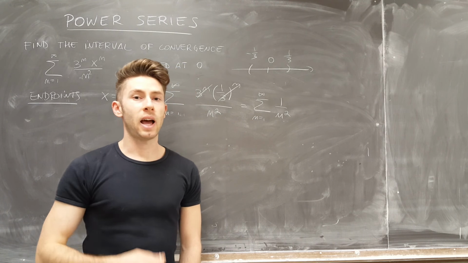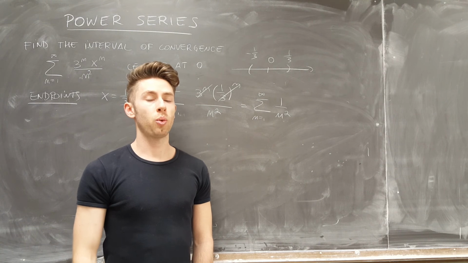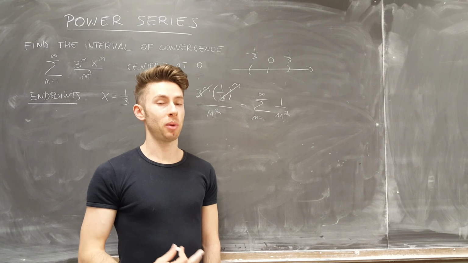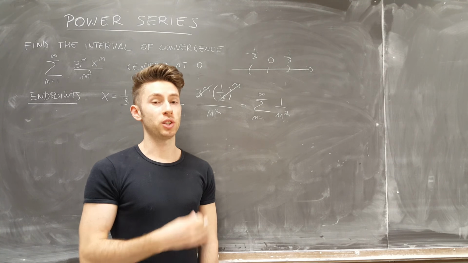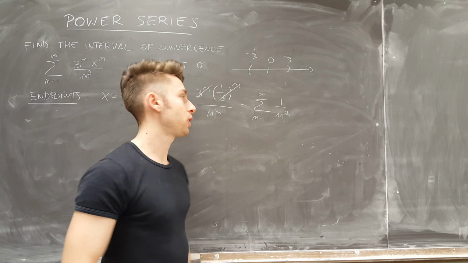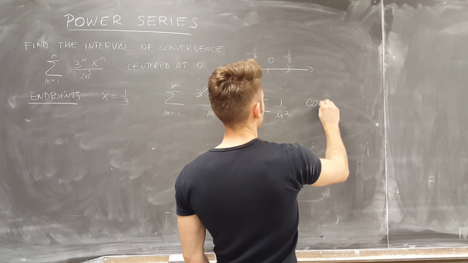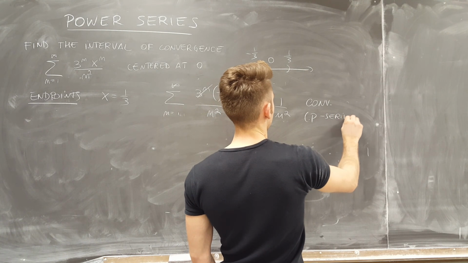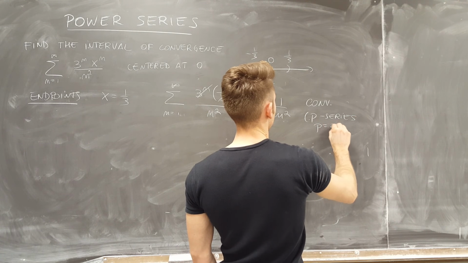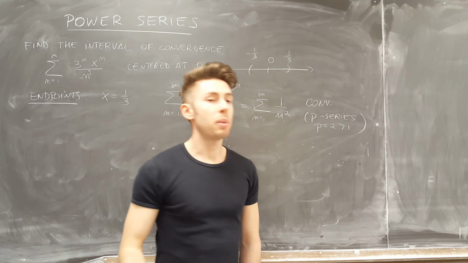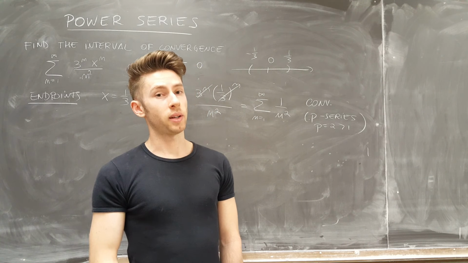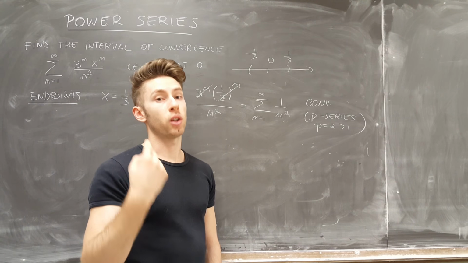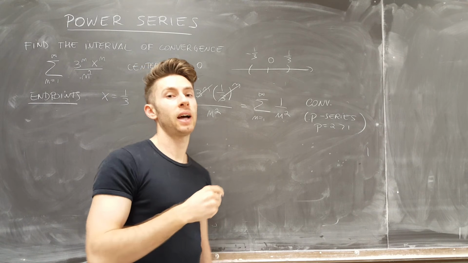And I get back down to the series of 1 over n squared, which is a famous series. It's a p series with p equals 2, which is greater than 1, so this is convergent. Because it's a p series with p greater than 1, this means that 1/3 is going to be included. Now let's test the other endpoint.